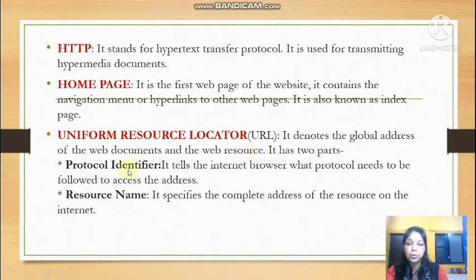It has two parts. Protocol identifier means which protocol you're using, like our school's website. If you write www, http, www.keralischoolranchi.edu.in. So here before www is HTTP, that is your protocol identifier, and after that is Kerala School Ranchi, that is your resource name. So that is the example. Protocol identifier tells the internet browser what protocol needs to be followed to access the address, and resource name specifies the complete address of the resource on the internet.